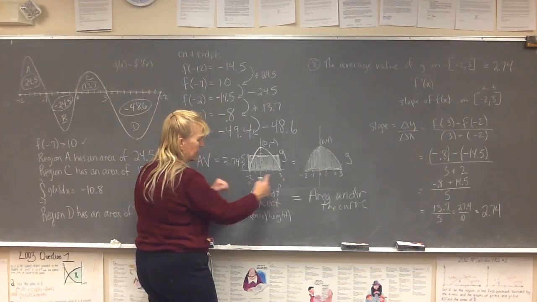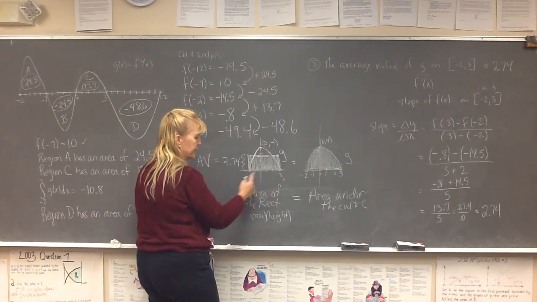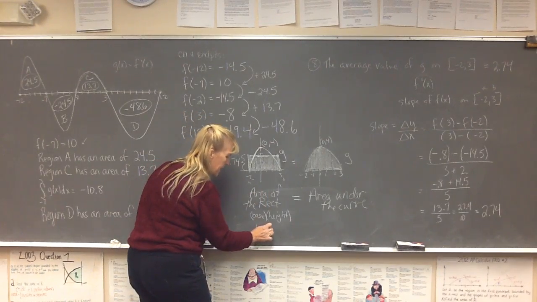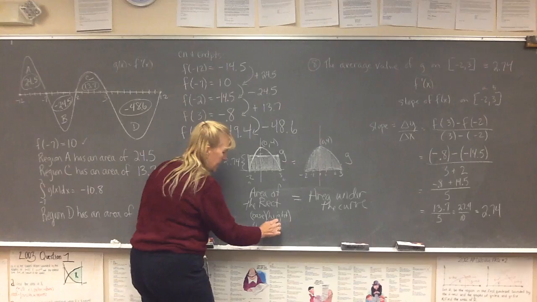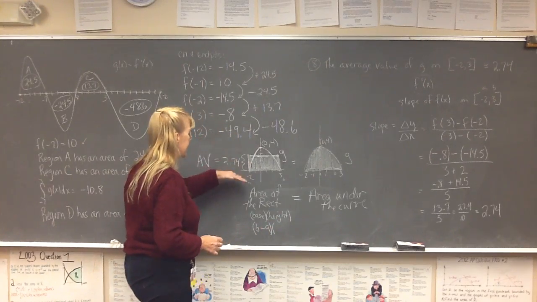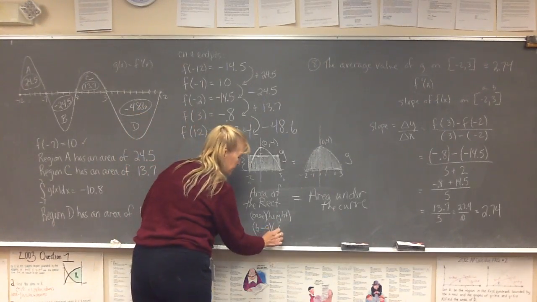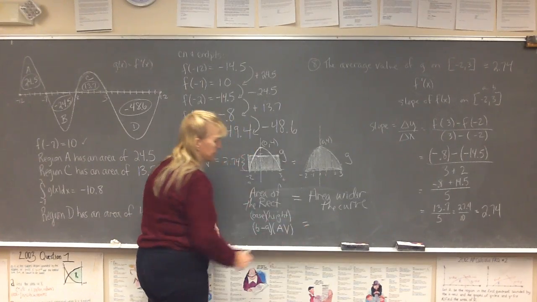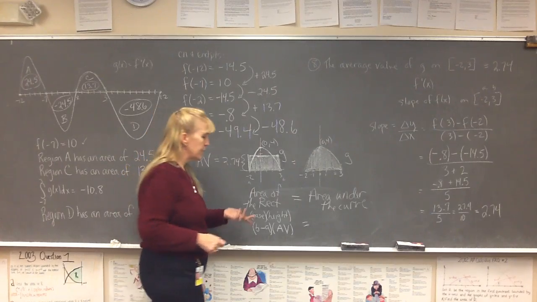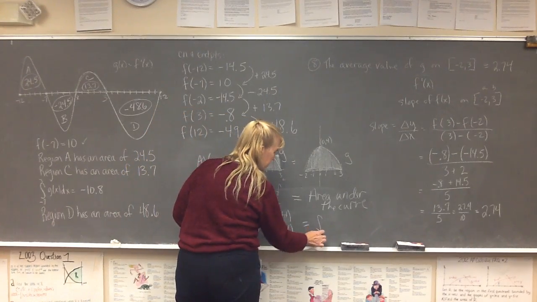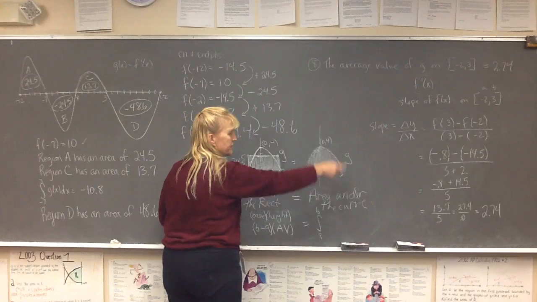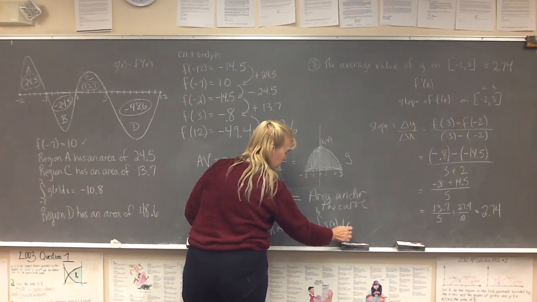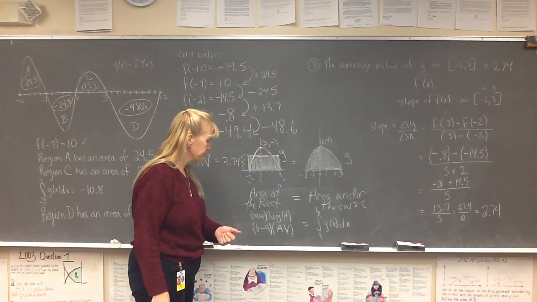The base itself would be a 5 because it's 3 minus -2, or in terms of A and B, it's B minus A. And the height, this height, is my average value. So I'm going to say base times average value is equal to the area under the curve. And we already know that to be the integral from A to B of whatever function I'm playing with, and in this case, it's g of x with respect to x.